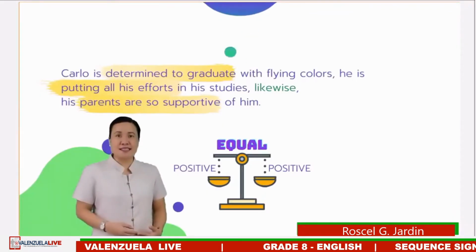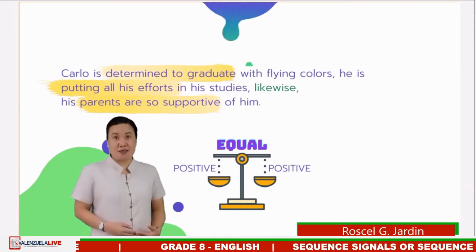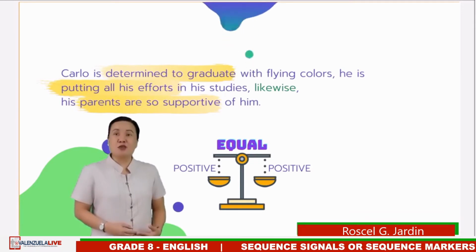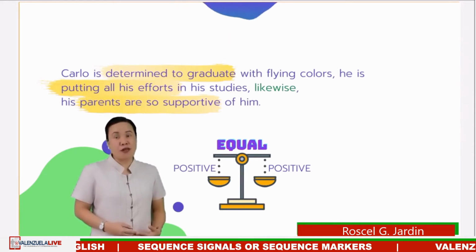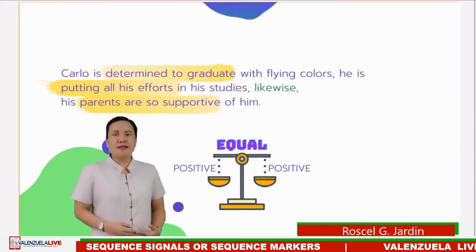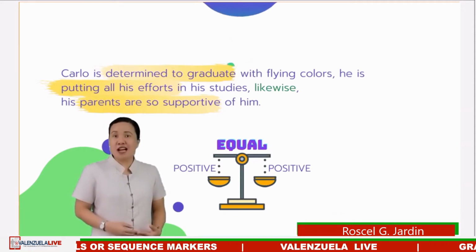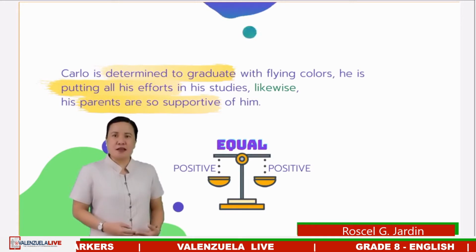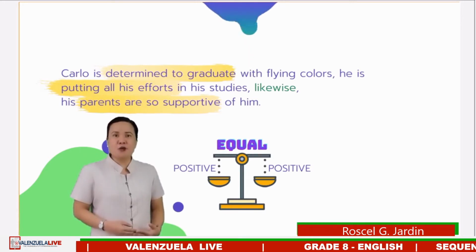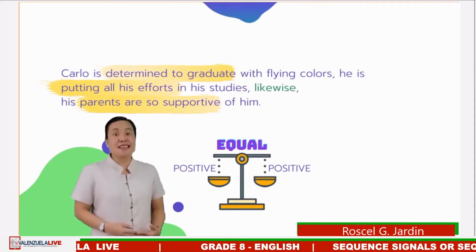As you can see in this sentence, the ideas presented are of equal status. Determined to graduate, putting all his efforts, and supportive parents. With these propositions, we are sure that Carlo will graduate with flying colors. The propositions here are all positive characteristics, which make the ideas equal in status.